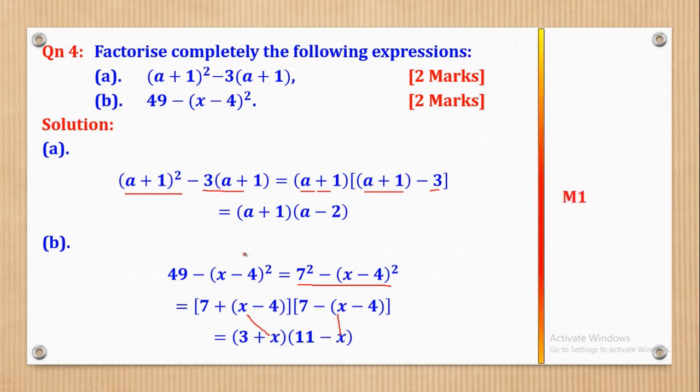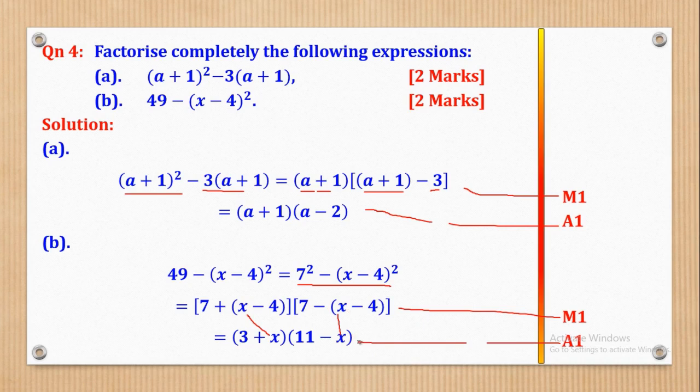Now let's see how marks can be awarded. So the first mark will be on this step, whereby you factorize out a plus 1. Then the second mark will be on this step, whereby you simplify. For this part, the first mark will be here, whereby you use the expression for difference of 2 squares, and the second mark will be on simplifying.